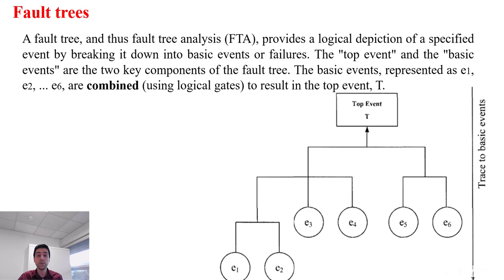Here is a hypothetical example. We have a top event, and we can trace back to basic events that might result in the top event. In this case, E1 to E6 are those basic events. It's important to combine the basic events logically using different types of gates to reach the top event.